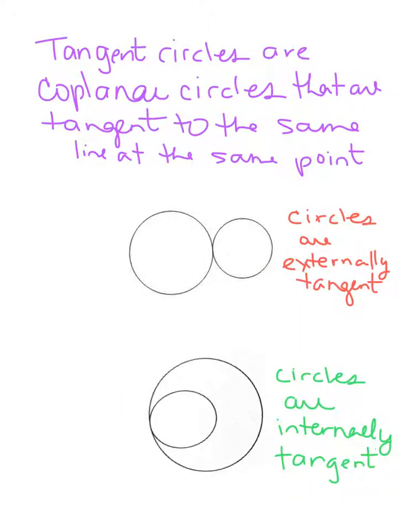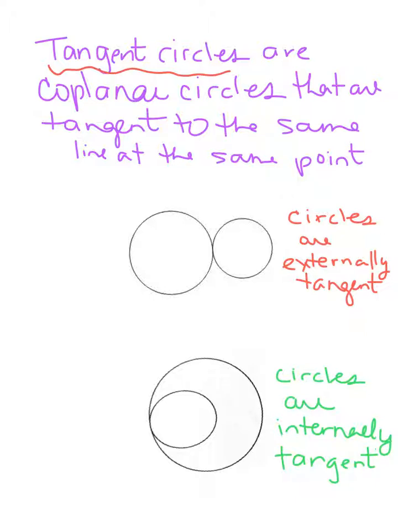In that last example, we were talking about the lines, the tangent lines. In this case, we're actually talking about tangent circles. So this can be confusing. So again, it might be a good idea to view these or take notes on these so you make sure you're okay. Tangent circles are coplanar circles, meaning they're in the same plane. They're tangent to the same line at the same point.